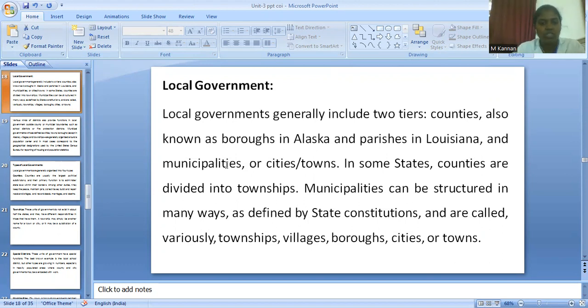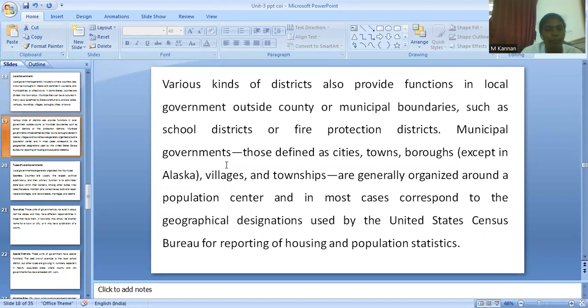Municipalities can be structured in many ways as defined by the state constitution and are called variously townships, villages, boroughs, cities, or towns. Various kinds of districts also provide functions in local government outside the county or municipal boundaries, such as school district or fire protection district.